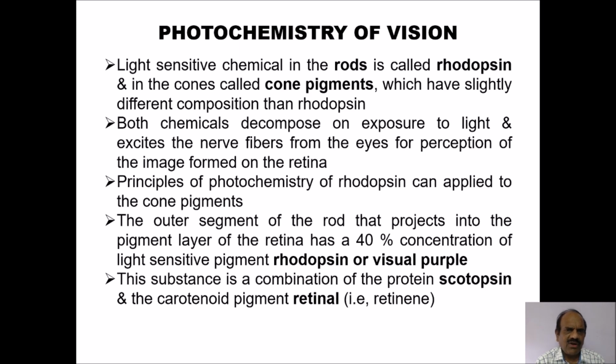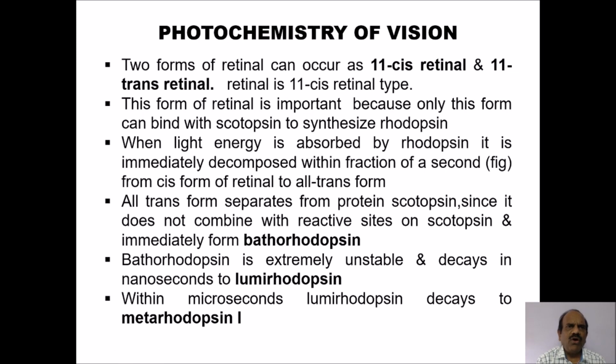The outer segment of the rod, as mentioned, projects into the pigment layer of the retina and has a 40% concentration of light sensitive pigment. We call it rhodopsin or visual purple. This substance is a combination of the protein scotopsin and the carotenoid pigment retinal. Two forms of retinal can occur, 11-cis retinal and 11-trans retinal. The retinal in rhodopsin is the 11-cis retinal type.